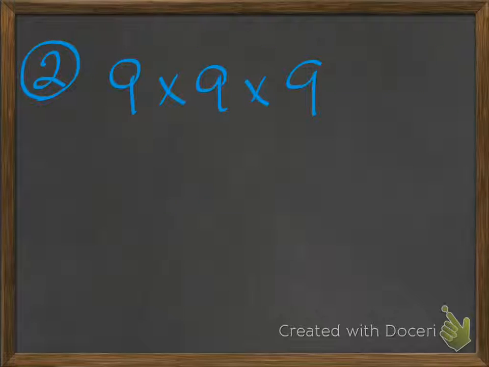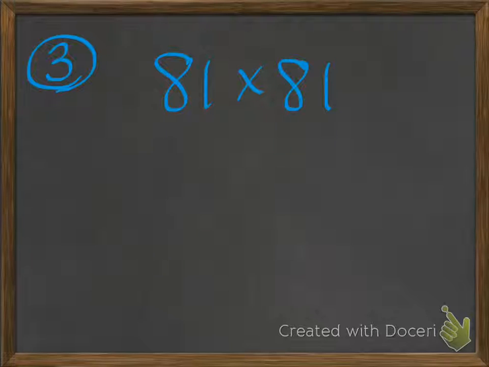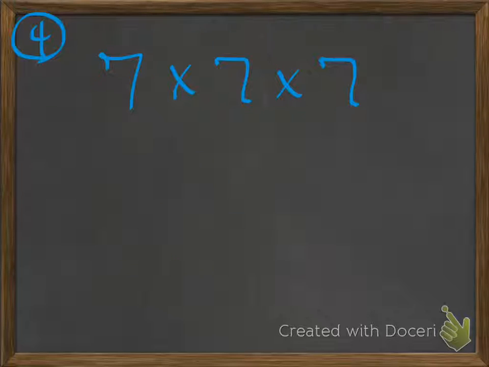Number 2. The base number is the number 9, and it is written 3 times, so you should have written 9 cubed, or 9 to the third power. Number 3. 81 is the base number. You should have written 81 squared, or 81 to the second power. Number 4. 7 is the base number. You should have written 7 to the third power, or 7 cubed.